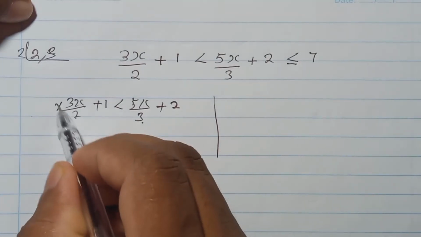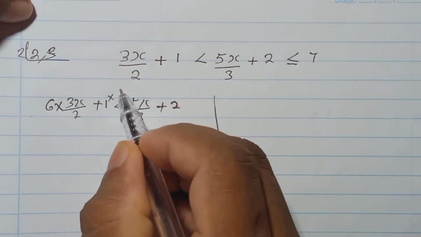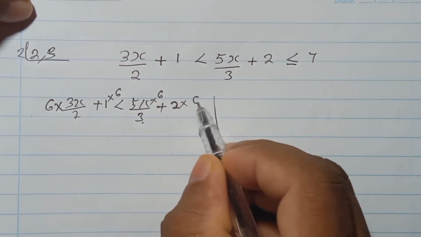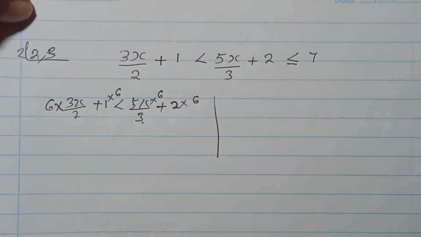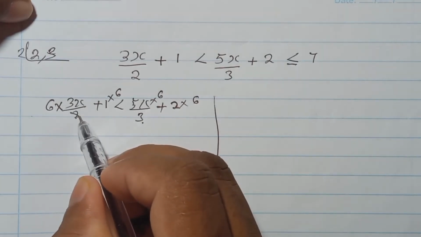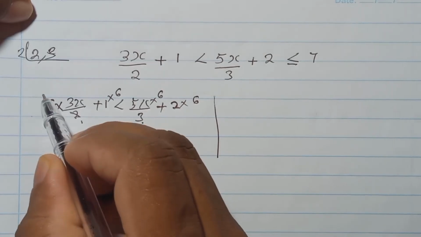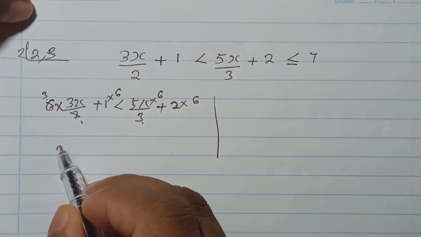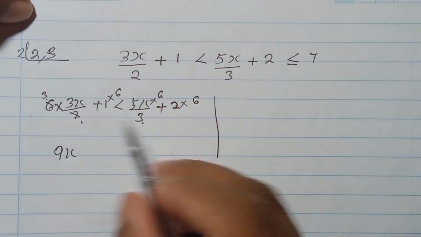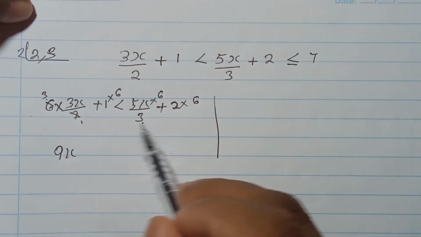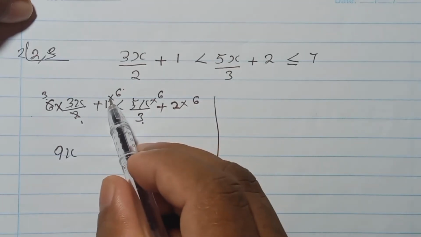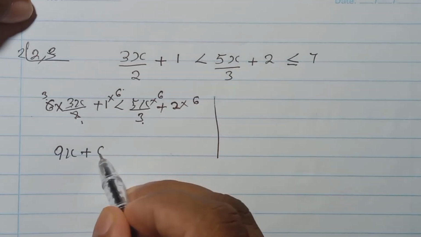So here I will multiply by plus 6. This one also multiply by plus 6. This one also multiply by plus 6. This also by plus 6. I multiply. So here 2, how many 2 are there in 2? 1. How many 2 are there in 6? 3. So 3 into 3, 9, 9x. Here will be 9x, because we try to remove this denominator. Then easily we can solve. That's the reason. Then 6 into 1, it will be 6.